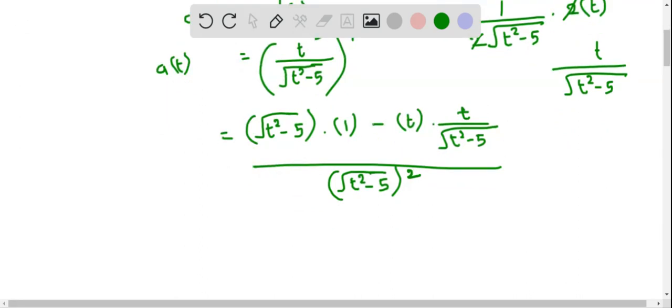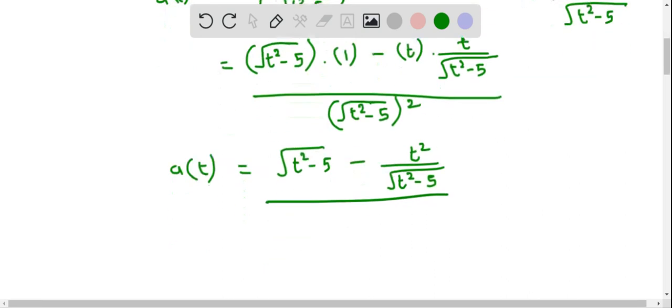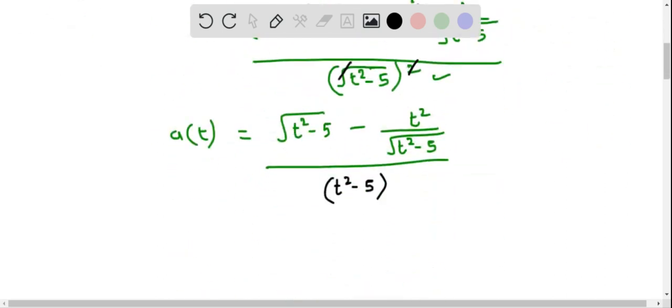So let's simplify this. a of t gives the square root of t squared minus 5 times 1, which is the square root of t squared minus 5, and then minus t times t, which is t squared, divided by the square root of t squared minus 5. And this is all over, since we square a square root, the square root gets cancelled, so we are left with t squared minus 5. Since we want the acceleration at t equal to 3 seconds, we do not have to simplify this. Instead, we plug t equal to 3 into the acceleration function.